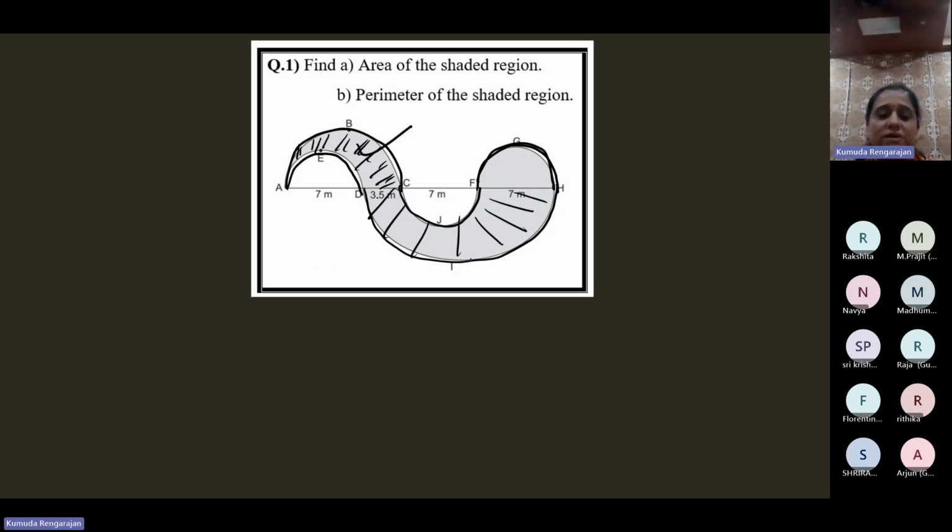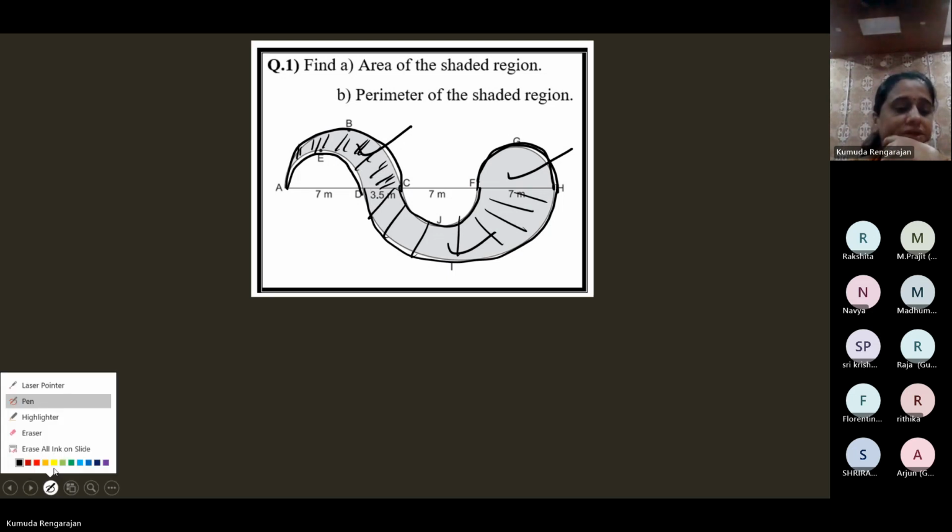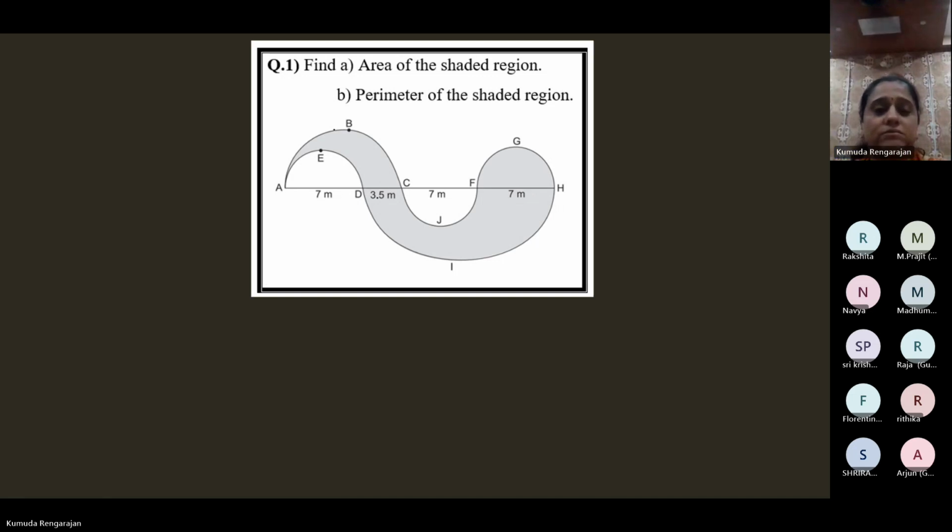Now this answer plus this answer plus this one will be the area of the shaded region. The area of the shaded region is the sum of these three answers. And to find the area of a semicircle, it is half into pi r square, pi r square by 2.